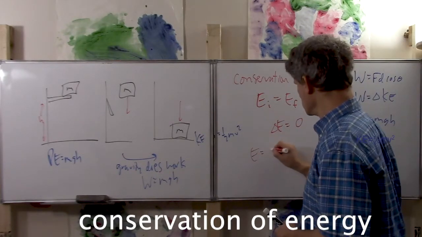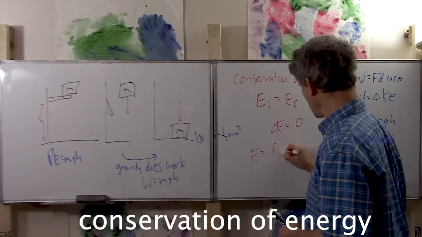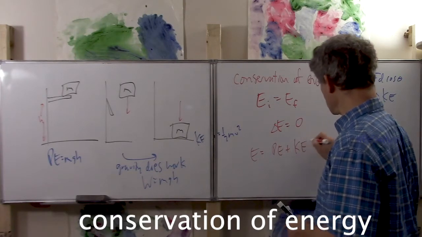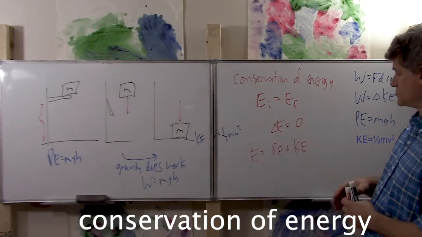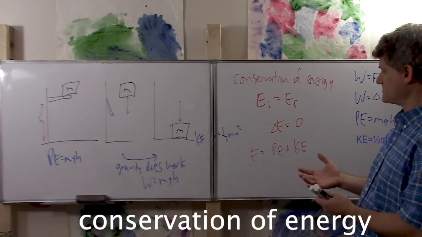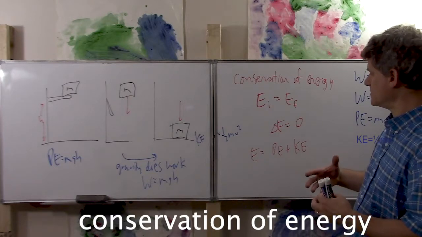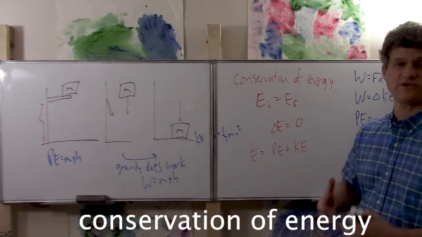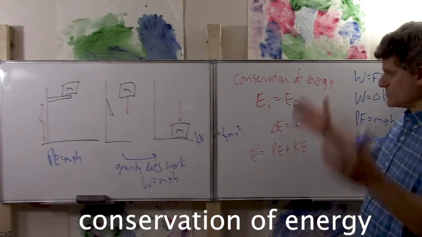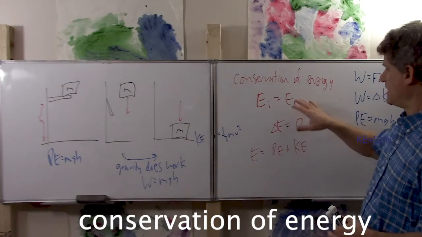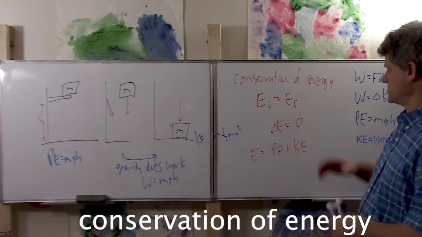So E equals potential energy plus kinetic energy. And if you have other types of potential energy, those would be included in here too. And also if you have something like mechanical energy being converted into heat, such as with friction, if you take into account all the energy of the system from the beginning to the end, then you should be able to add it all up and it equals 0.